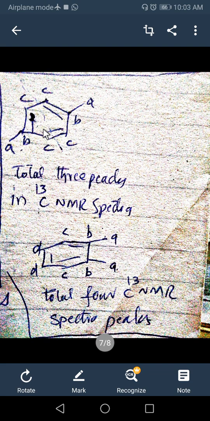And how many for this? This is A type of the carbon, B type of the carbon, C type of the carbon, and D type of the carbons. How many? 4 types, 1, 2, 3, and 4 types of carbons are present, which will give 4 signals in the NMR spectrum.